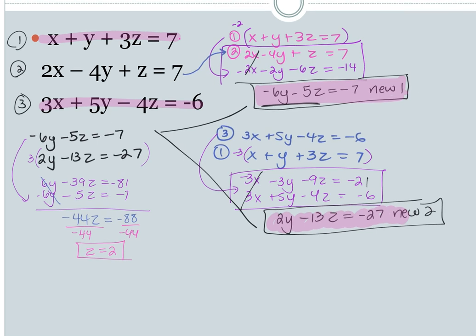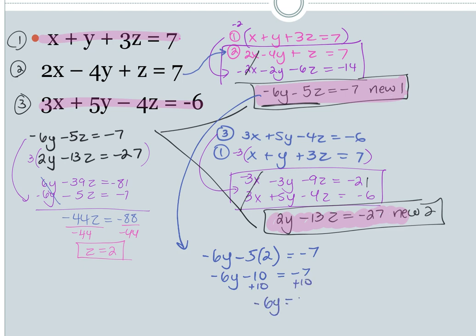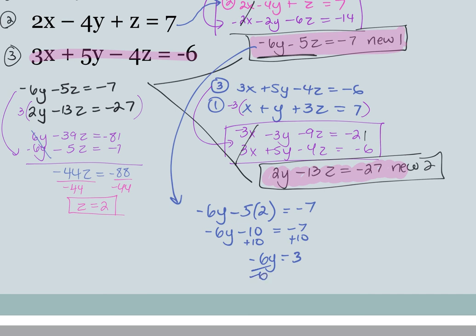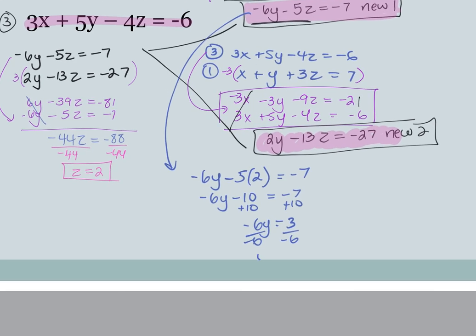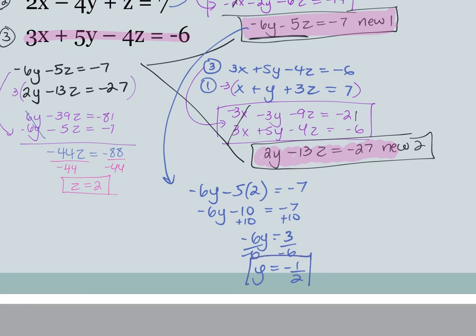Now what do I do when I get the first variable solved? Plug it back into new 1 or new 2. Doesn't matter which one. So let's just say I grab new 1. Negative 6y minus 5 times 2, which is the z I just found, equals negative 7. Negative 6y minus 10 equals negative 7. Add the 10. Negative 6y equals 3. Divide both sides by negative 6. I'm plugging it into one of the new ones, and I get y is negative 1/2.